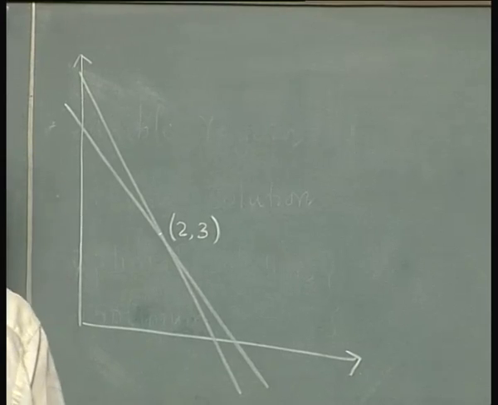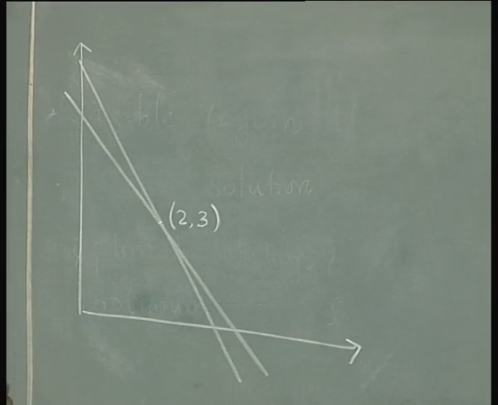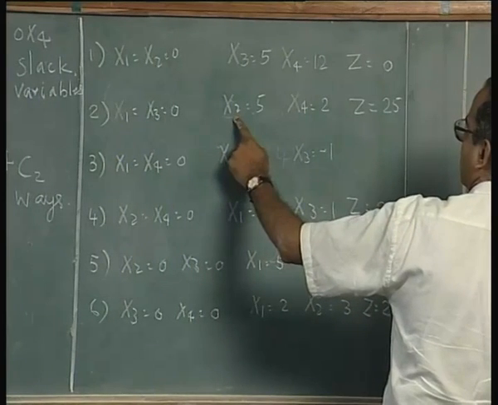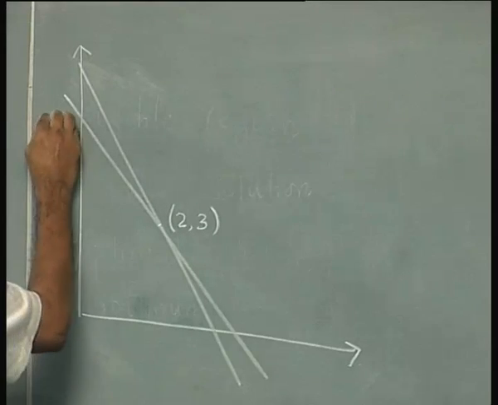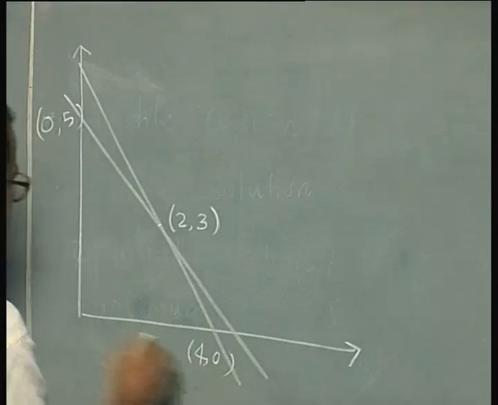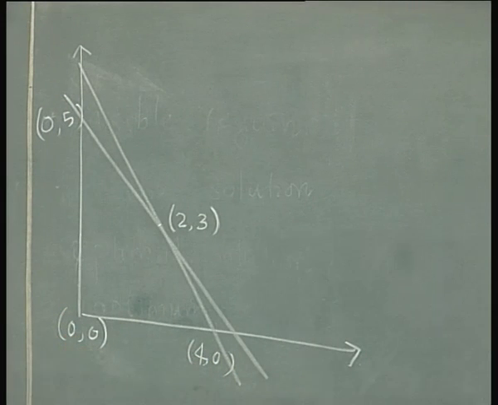this is 0 comma 5, this is 4 comma 0, and this is 0 comma 0. If we go back, we can see the relations. The first one, x1 equal to 0, x2 equal to 0, is shown here. The second one is x1 equal to 0, x2 equal to 5. This I call 1, this I call 2.